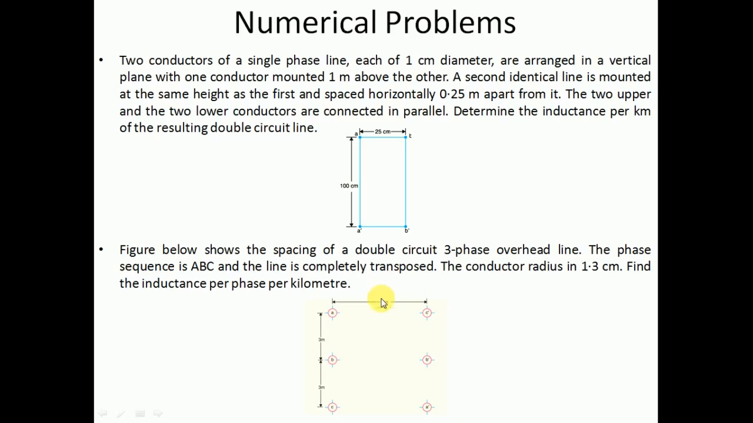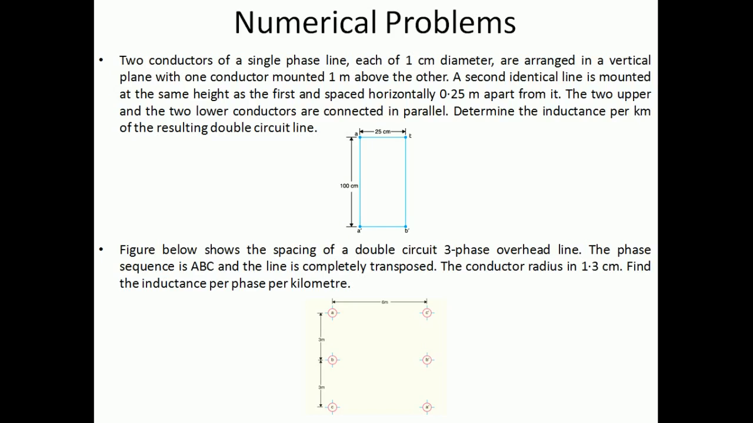In this case, in order to calculate the value of self GMD, you have to find the values of ds1, ds2, ds3. Then you have to take the cube root of the product of these three terms. Then you will be getting the value of ds. Similarly, in order to get the value of mutual GMD, you have to find the values of DAB, DBC and DCA, and then you have to take the cube root of the product of these three terms. Then you will be getting the value of DM.